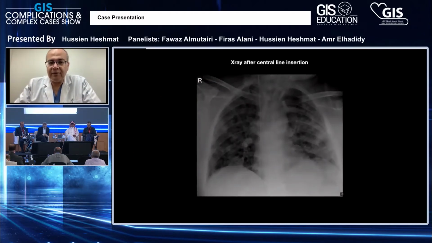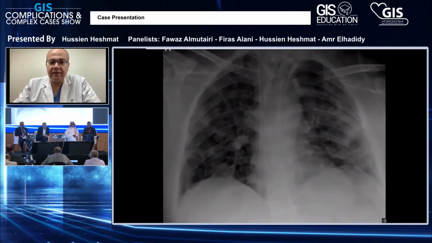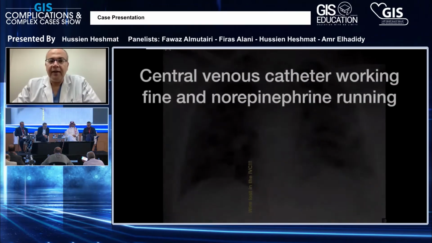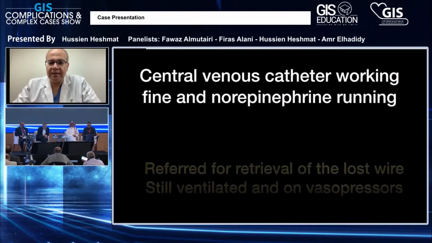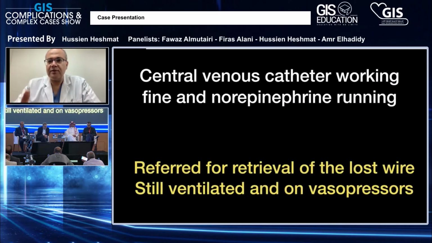And this is the X-ray that was done after the central line was inserted. You can appreciate here there is a long wire that's spanning all the way from the superior vena cava to the inferior vena cava. And probably the operator missed it. It's a surprise to me, how did that happen? Anyhow, the central line was working. They discovered that there's a wire inside the patient, so he was referred for retrieval of this lost wire.